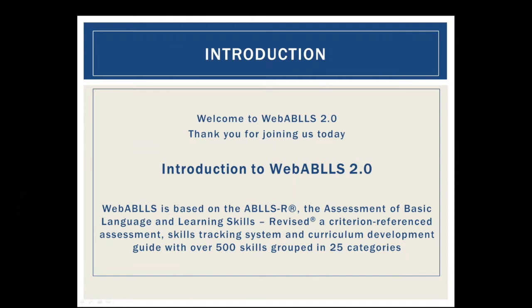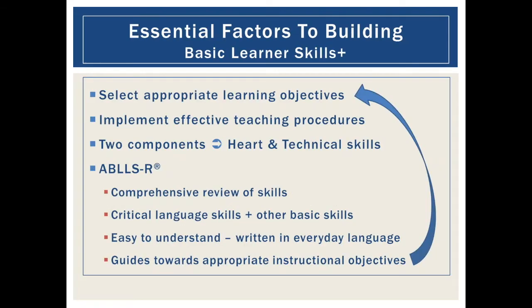Many people want to help children develop their potential, and I always say that you need two components for that. One, you need the heart. That means you need to care about the kids and you want to make sure that they do the very best that they can. And there's many people out there who have the heart, but they also have to have something more, and that's the technical skills. And this program, the WebABLLS 2.0, will help you improve your technical skills to help the children do their best that they possibly can.